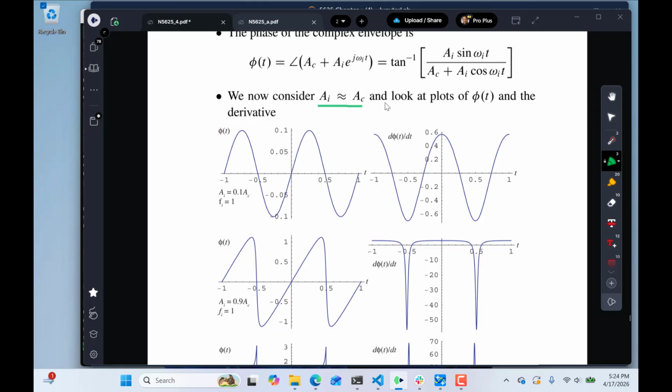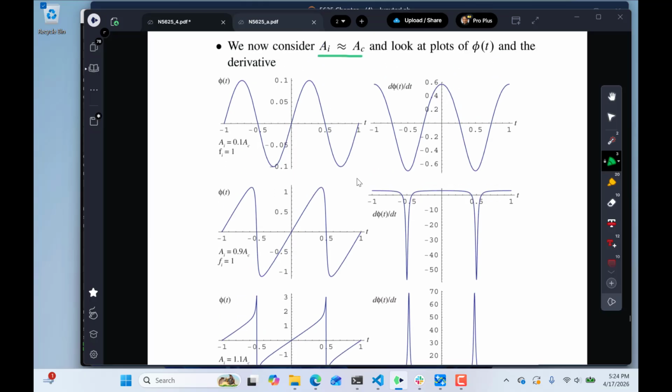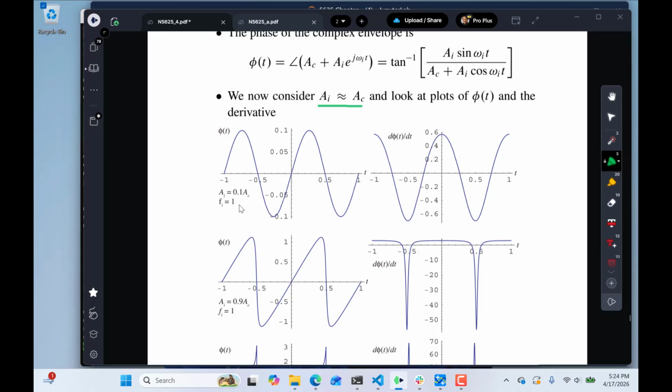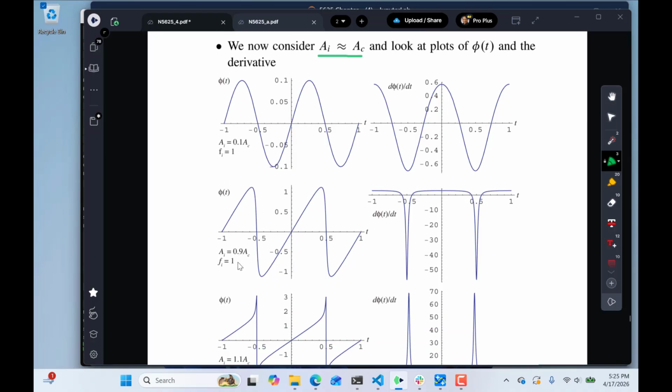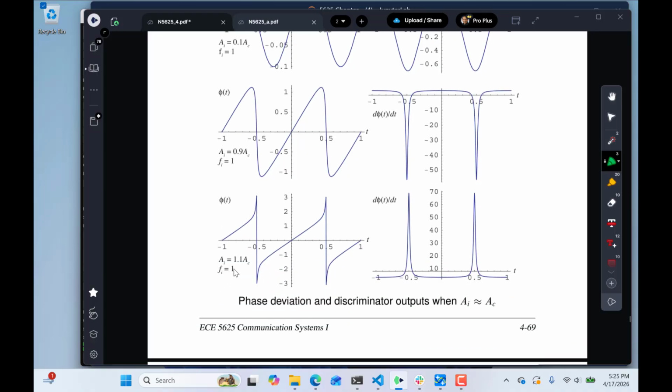When AI is approximately equal to AC, I've just had the computer draw some pictures. This is what the interference is coming through. This is for a small value of interference relative to the carrier, so 0.1 of the carrier amplitude. This is phi of t, this is the derivative. This would be PM, this would be FM, because we differentiate it to get the frequency deviation back. We increase the amplitude to 0.9. It's starting to distort phi, and of course when we take a derivative with these rather rapid shifts, we get these spikes. When we take the amplitude greater than the amplitude of the carrier, it gets even more extreme.